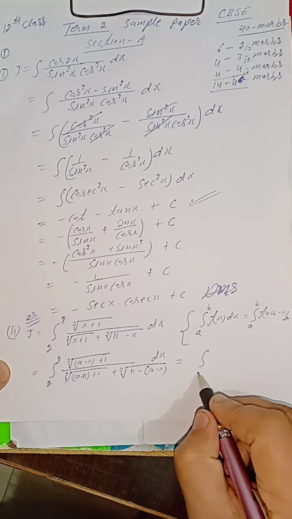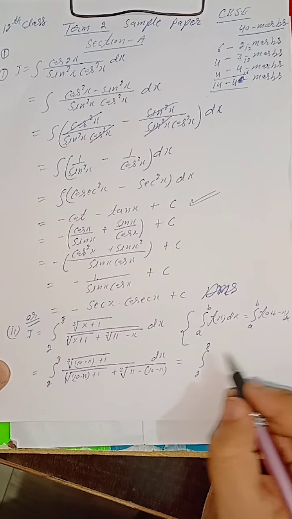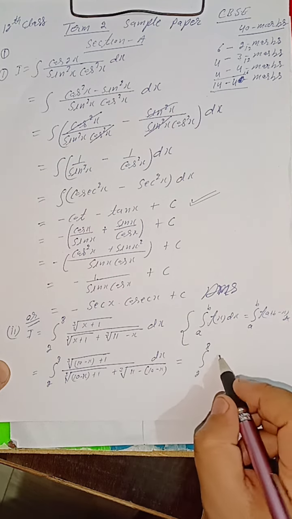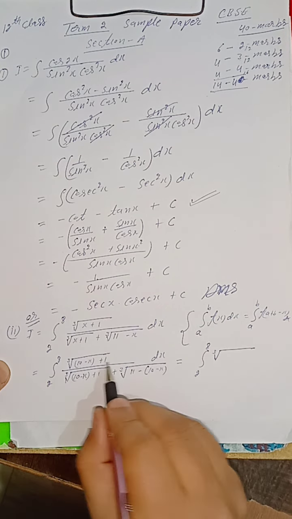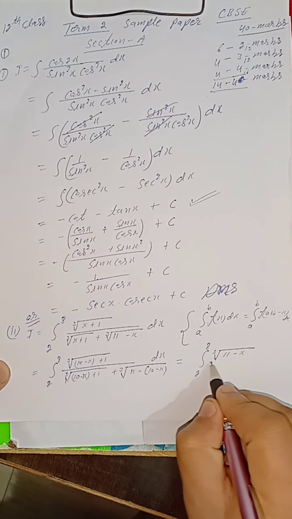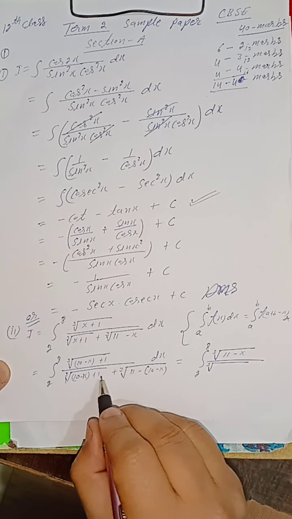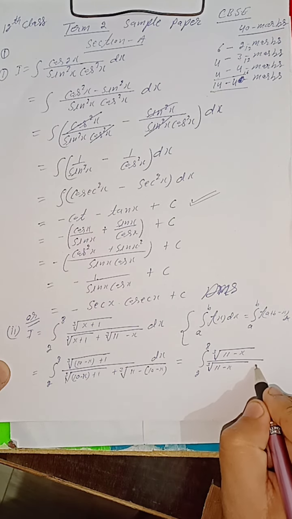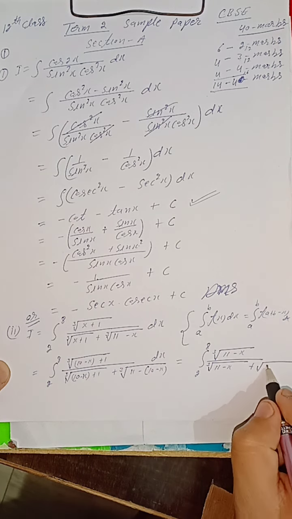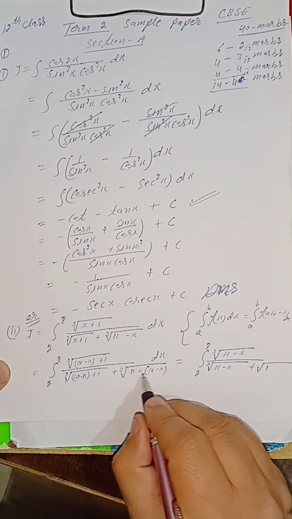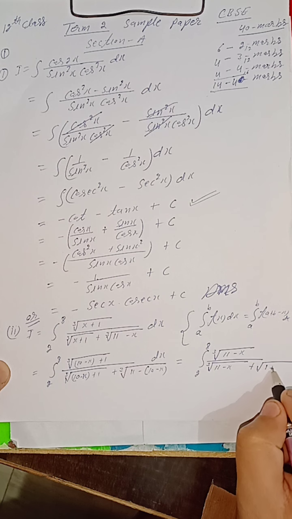we'll get integral 2 to 8 cube root 10 plus 1, 11 minus x upon cube root 10 plus 1, 11 minus x plus cube root 10. 11 minus 10 is 1, and if we multiply the bracket by negative sign, we will get positive x.